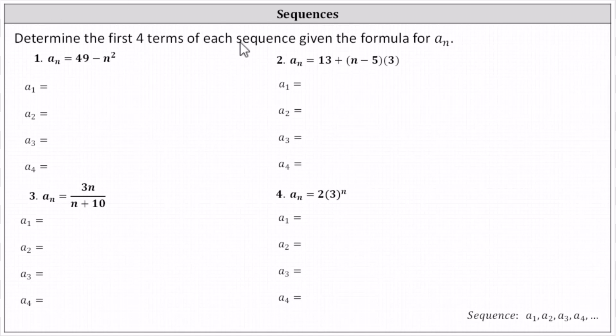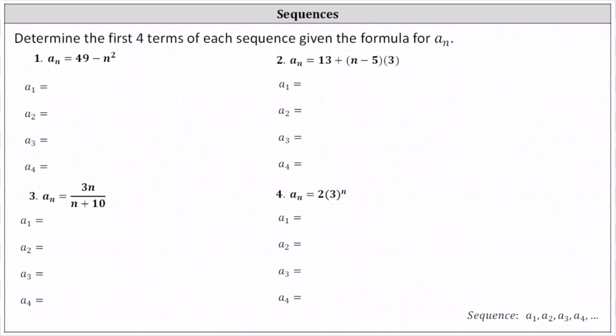Determine the first four terms of each sequence given the formula for a sub n. Recall that a sequence is simply a list of terms. Looking at the notes below, the sequence is a sub 1, comma a sub 2, comma a sub 3, comma a sub 4, and so on. Notice here the first term is a sub 1. Some sources give the first term as a sub 0.